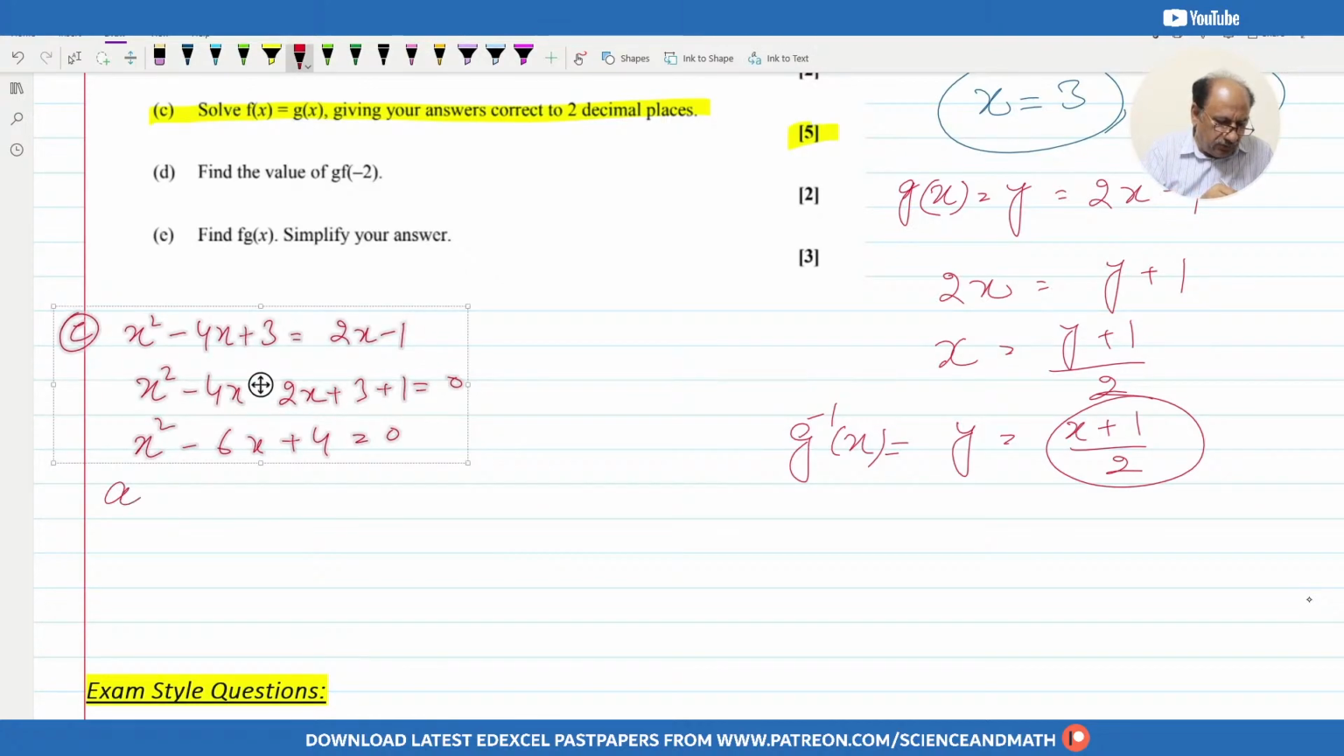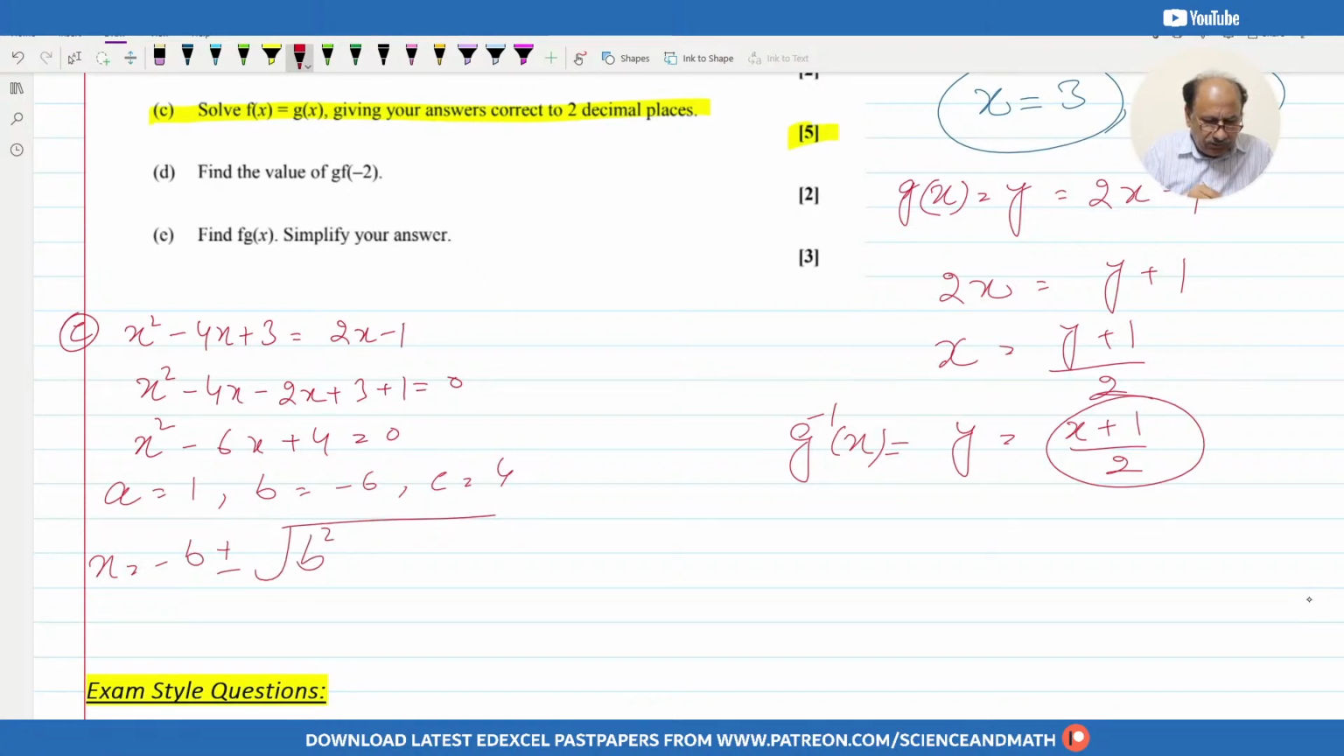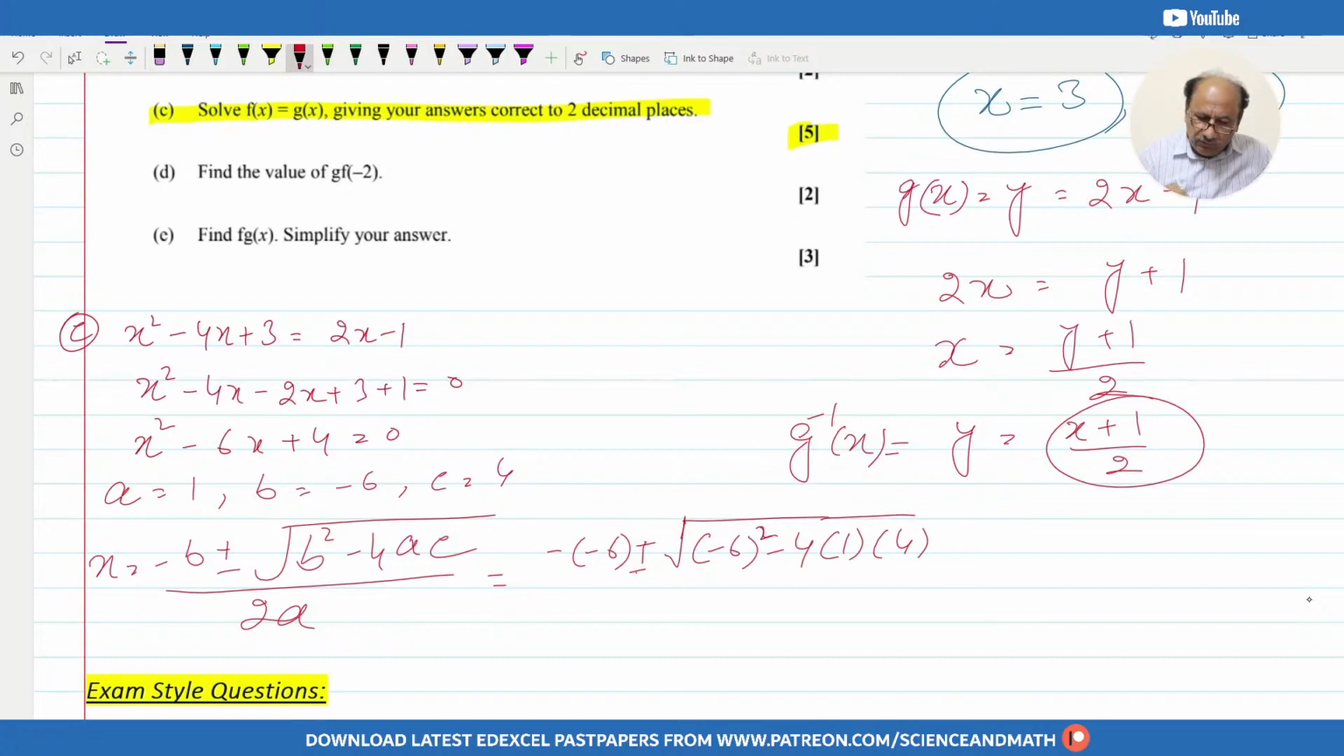So I will write the ABC values here. A is equal to 1, B is equal to -6, and C is equal to 4. So x is equal to minus b plus minus square root of b squared minus 4ac, over 2a. So this will be minus b, meaning minus into -6. Always replace values in the quadratic formula in brackets. So b squared will be -6 squared, and minus 4a is 1 and c is 4, divided by 2a, which is 2 into 1.